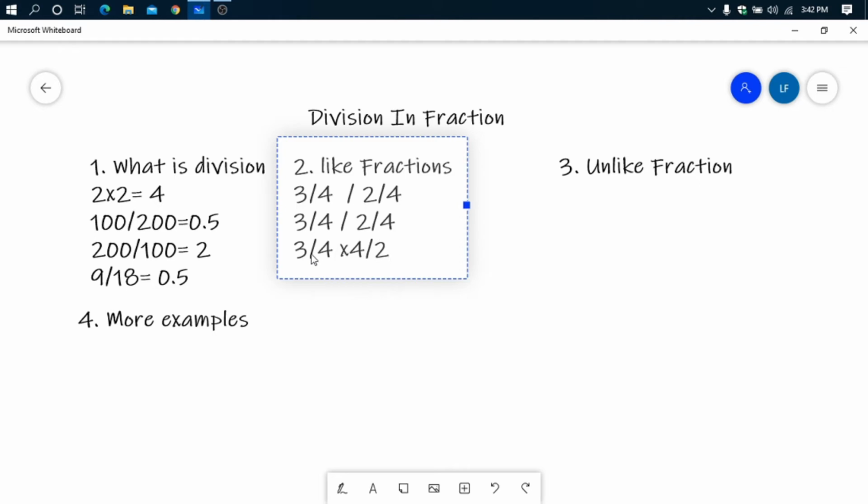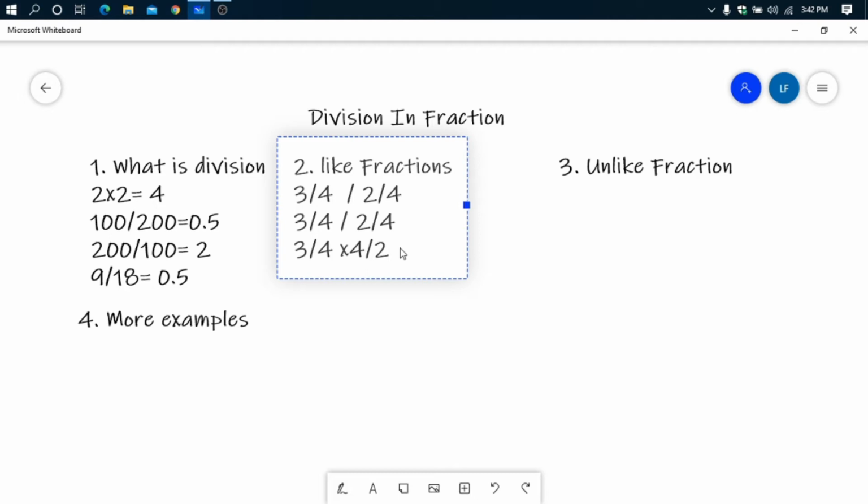Now, how does that become 4 by 2? Since we have taken the reciprocal of it, the numerator will become the denominator, and the denominator will become the numerator. And this symbol will also change to multiplication. Now, the thing is, this does not work with addition and subtraction, so don't get your hopes up.